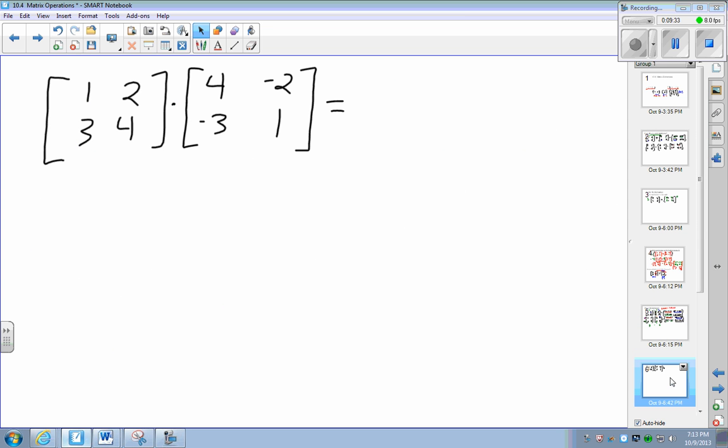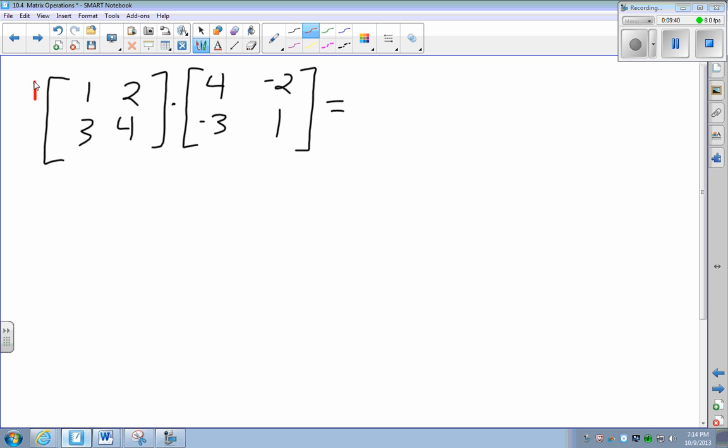Let's multiply this 2 by 2 matrix. Now remember, we need to multiply our first row by our first column to start off with. So let's go ahead and make our matrix here. And so we'll get 1 times 4 plus 2 times -3. Okay, what I did here is 1 times 4 plus 2 times -3.